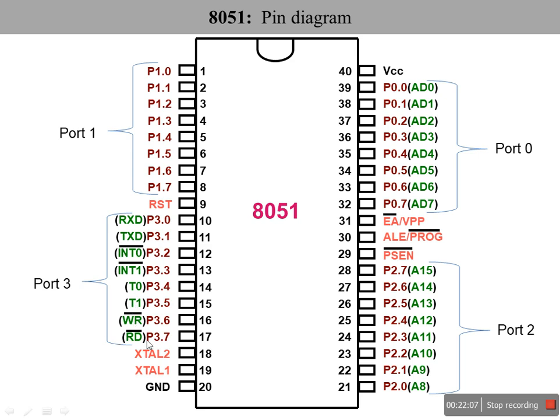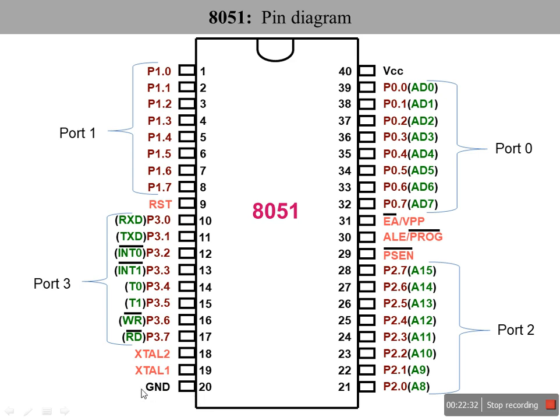If you want to write into external memory or read from external memory, we will be making use of these lines. So pin number 10 to pin number 17 have dual functionalities. In the first case they may be used as a port, and in the second case they may be used as these bracketed functions. Then pin number 18 and 19 is where we will be connecting our crystal oscillator.